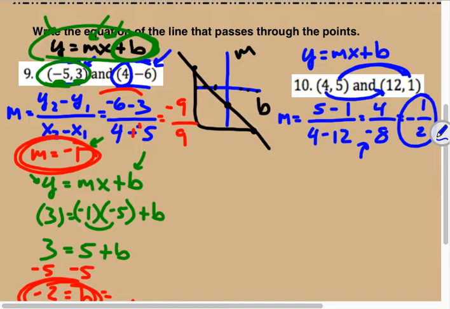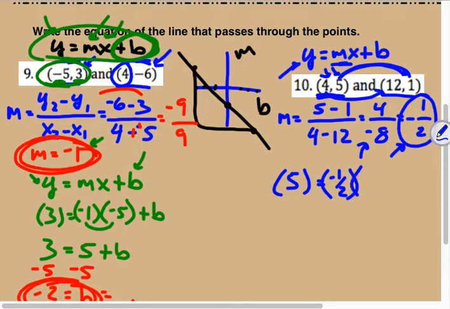Now plugging in the slope, and one of these 2 points for x and y is how you find b. So first of all, plug it in for y. I'm going to use the first point again, and this is my x, 4 is my x. A lot of people put 4 in for y first because they see it first, but 5 is your y value, equals mx, so negative 1/2 times x, which is 4, plus b.